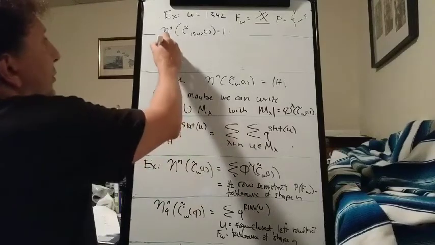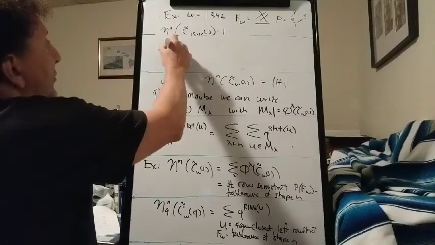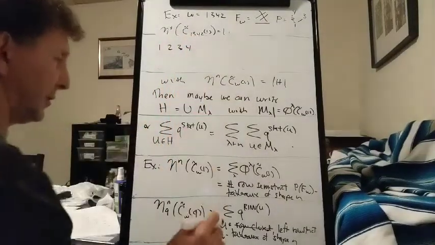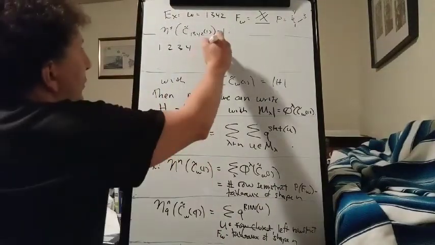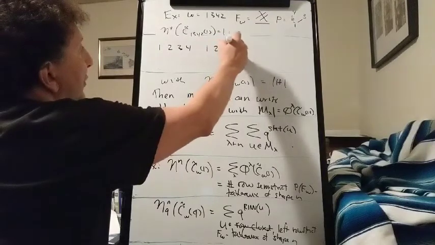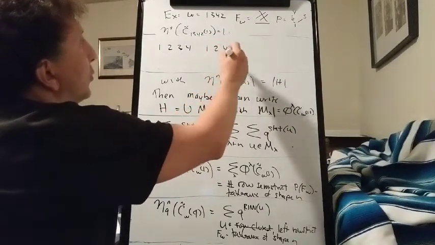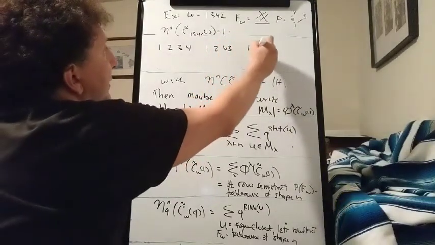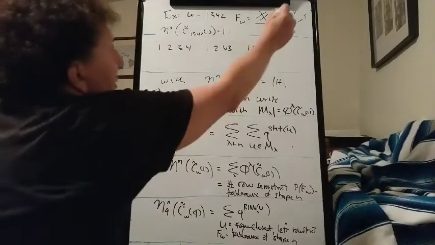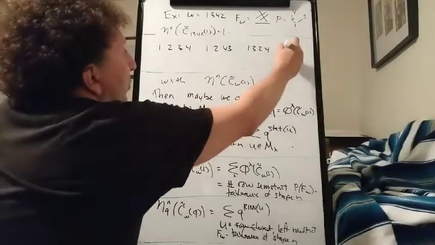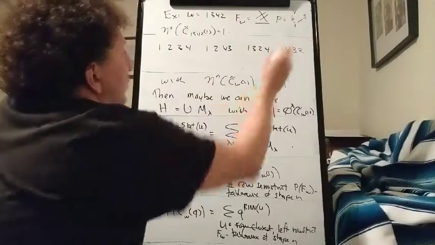So we have 1, 2, 3, 4. These are row semi-strict. 1, 2, 4, 3 is legal. 1, 3, 2, 4 is legal. 1, 3, 4, 2 is not because 4 is greater than 2. 1, 4, 3, 2 is legal.